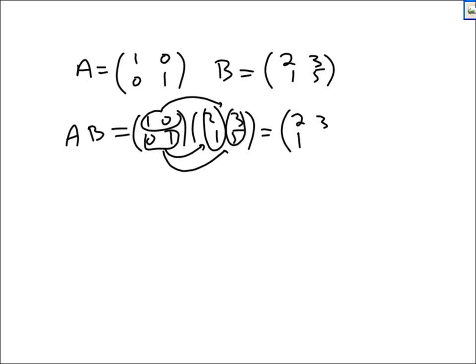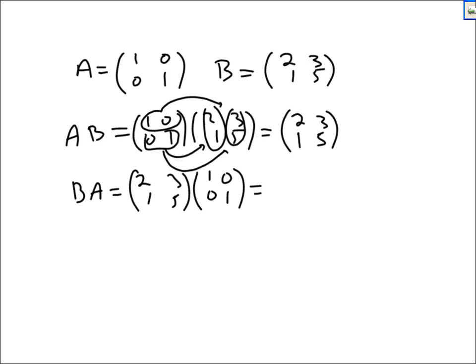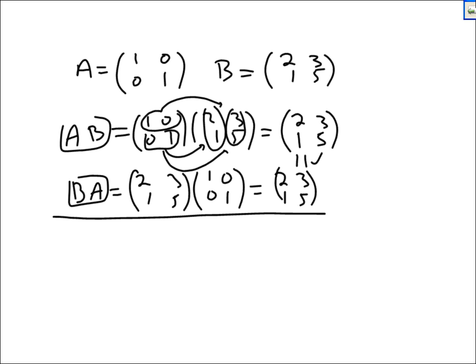Second row, second column. You just get a 5. And if you suffer through this multiplication, you suffer through this one, work it out, you see you get the same answer. So in fact, given the A and the B on the top, AB equals BA. But this is not always true. I'm hoping this example will show it.